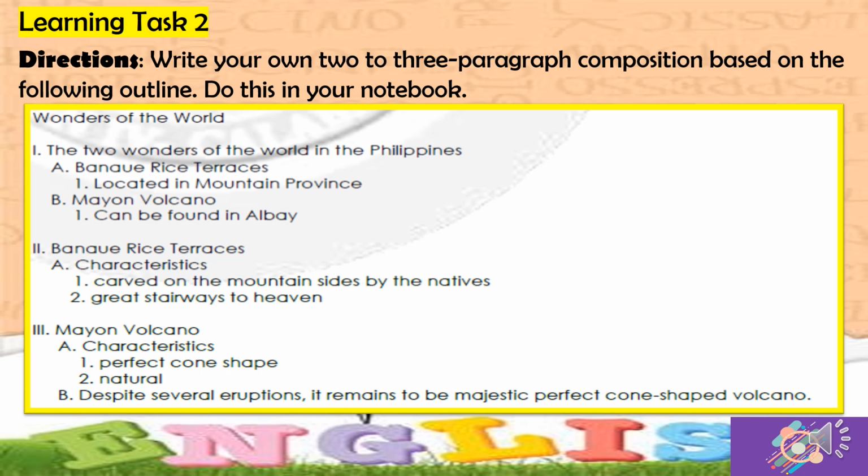And Roman numeral number 2, Banawe Rice Terraces. For letter A, characteristics. So we have 1, carved on the mountain sides by the natives. Number 2, great stairways to heaven. And Roman numeral number 3, Mayon Volcano. For letter A, characteristics. 1, perfect cone shape. Number 2, natural. And letter B, despite several eruptions, it remains to be majestic, perfect cone shape volcano.